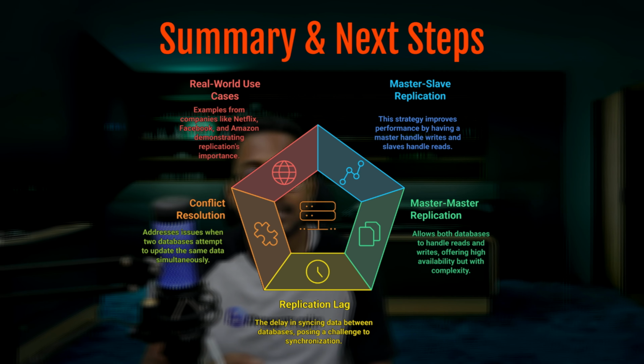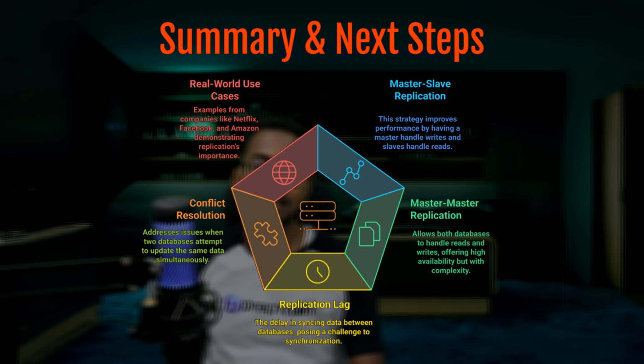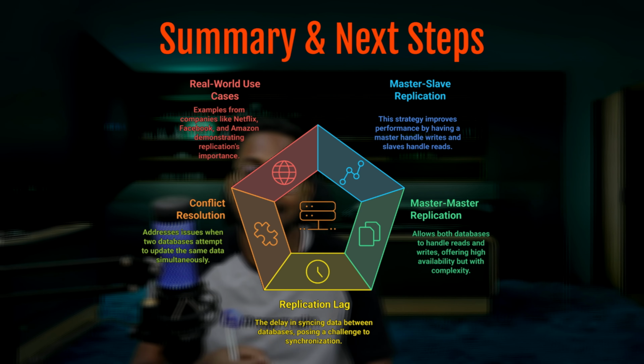We also discussed some of the key challenges that engineers face when dealing with replication, such as replication lag, the delay in syncing between the databases, and conflict resolution, which occurs when two databases try to update the same data at the same time. Finally, we looked at some real-world use cases from companies like Netflix, Facebook, Instagram, and Amazon, where replication is essential for ensuring that their services remain fast, reliable, and globally available.